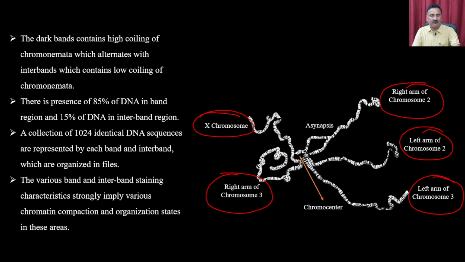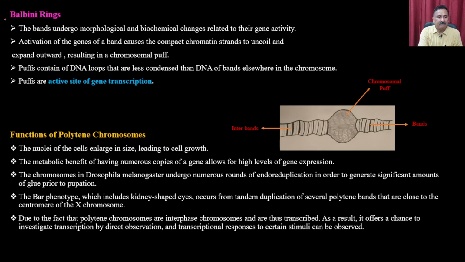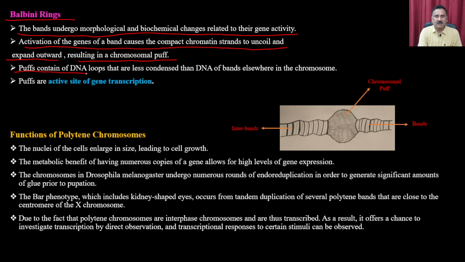Then you can have some of the classical characteristics of these chromosomes, such as the Balbiani rings. The band undergoes morphological and biochemical changes related to its gene activity, and the activation of the genes of a band causes the compact chromatin strands to uncoil and expand outward, resulting in a chromosomal puff. The puff contains DNA loops that are less condensed than the DNA of bands elsewhere in the chromosome. Puffs are sites of active gene transcription. So, these are the chromosomal puffs, and these are the active regions of gene expression.